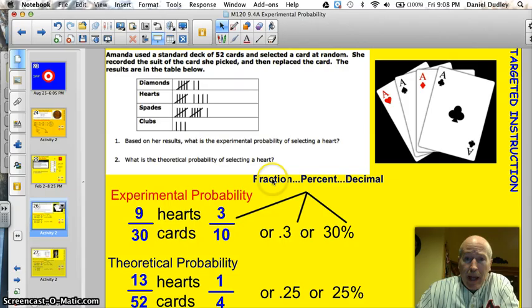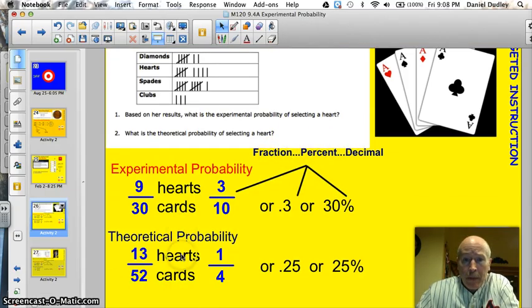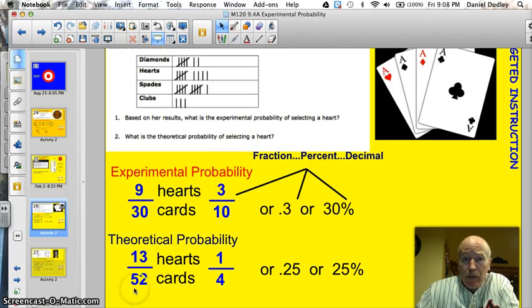So I can have my 3 answers here as a fraction, decimal, or percent. Okay? Theoretically, what should have happened? That's the second question. What's the theoretical probability of selecting a heart? Well, there's 52 cards. There's 13 hearts in it because there's 4 suits. Reduce that down. Really, it's a 1 in 4 chance that she would draw a heart, or expressed as a decimal, it's 0.25, or as a percent, it would be 25%.